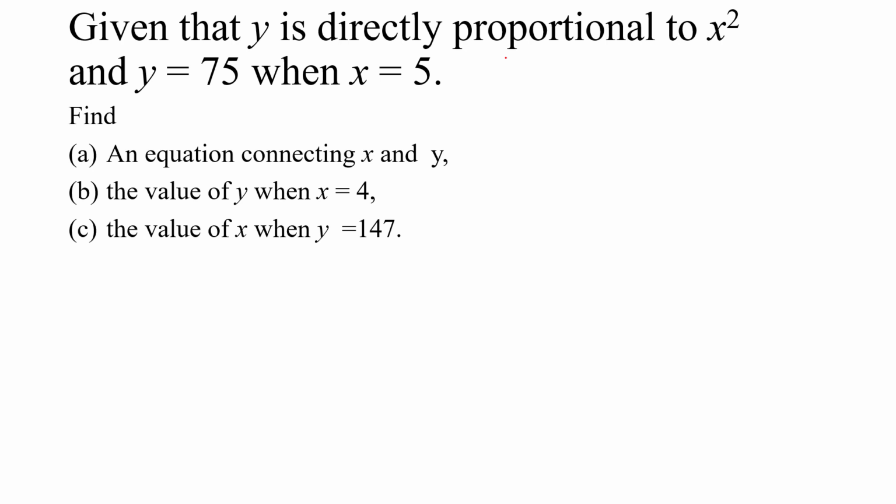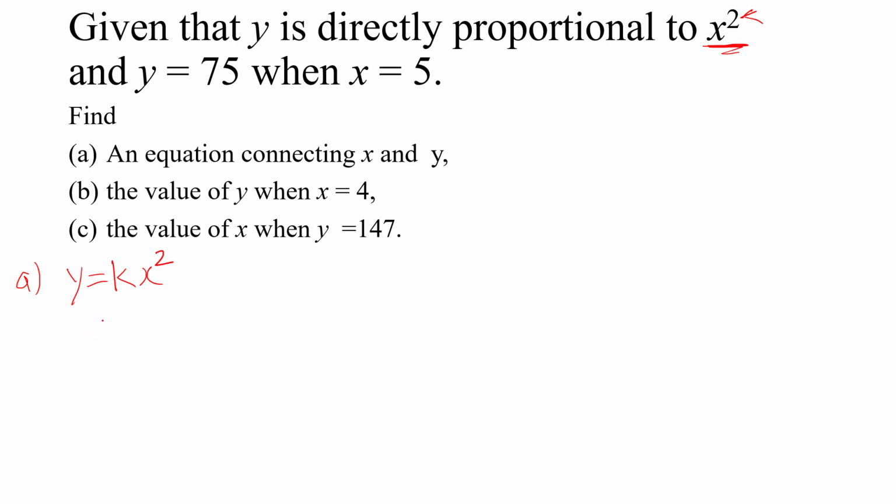Given that y is directly proportional to x squared and y is equal to 75 when x is equal to 5, find an equation connecting x and y. So in this case, instead of writing y is equal to kx, since y is directly proportional to x squared, we must write y is equal to kx squared. Alright, so the square here is important. So instead of y is equal to kx, it is y is equal to kx squared.